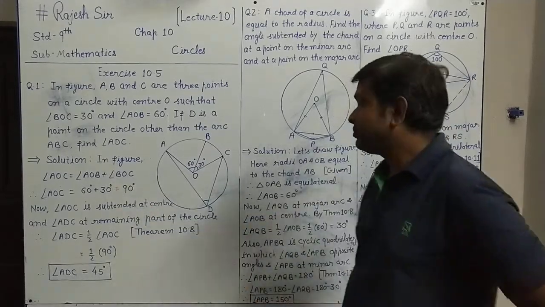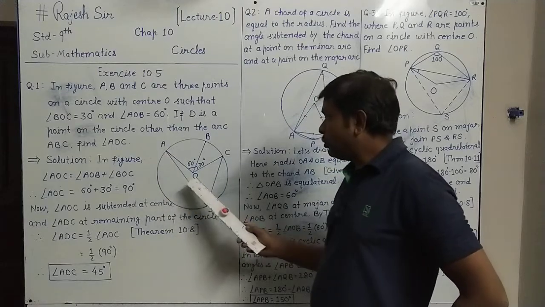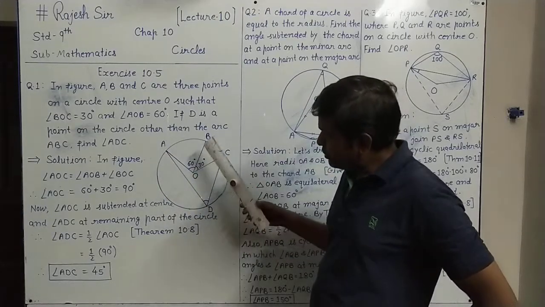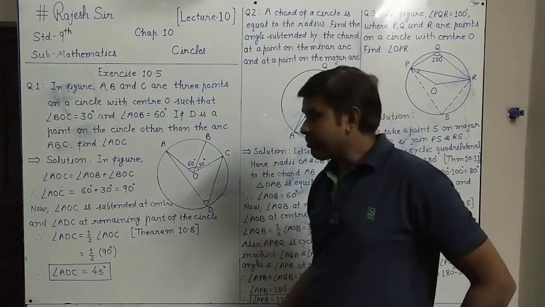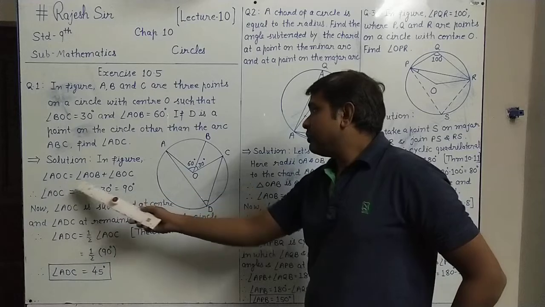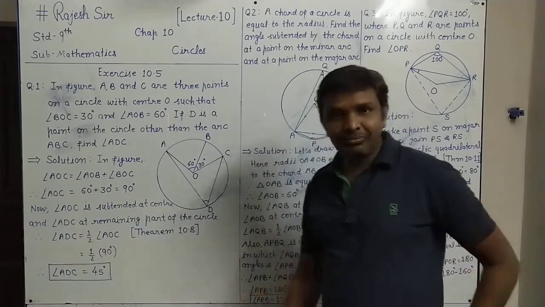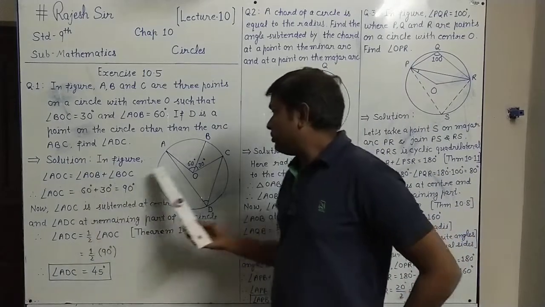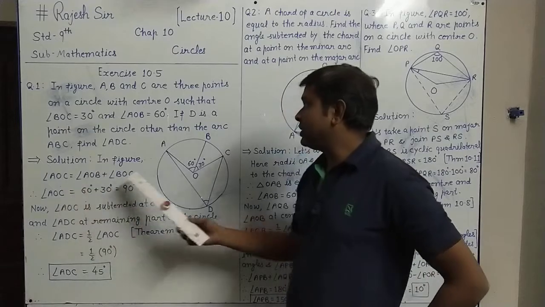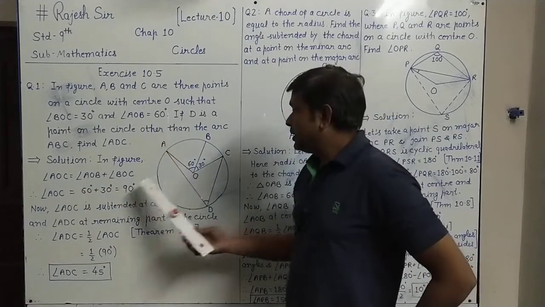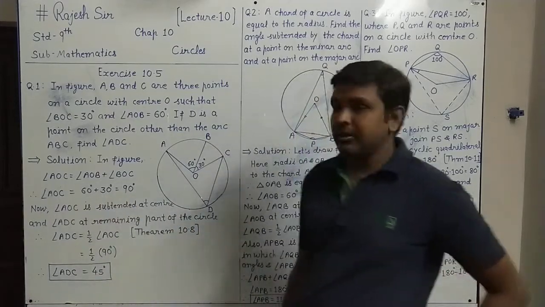So in the solution, in the figure you can see it is obvious that angle AOC is composed of two angles, angle AOB plus angle BOC. Therefore angle AOC equals angle AOB plus angle BOC, because these two are adjacent angles, so the sum of these two will give the original angle AOC. Angle AOC equals AOB, which is 60 degrees given, plus BOC, which is 30 degrees given. 60 plus 30 is 90 degrees.